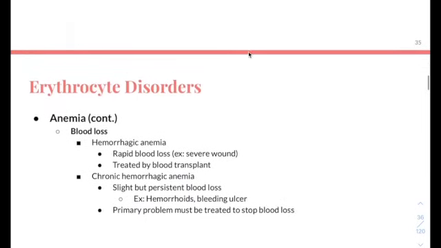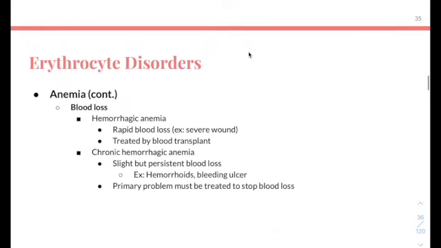Blood loss anemias. Hemorrhagic anemia. If you have some severe wound, you've lost a lot of blood really fast. This one, luckily, is easy to treat with a blood transfusion. Just replacing the blood that was lost can fix hemorrhagic anemia.